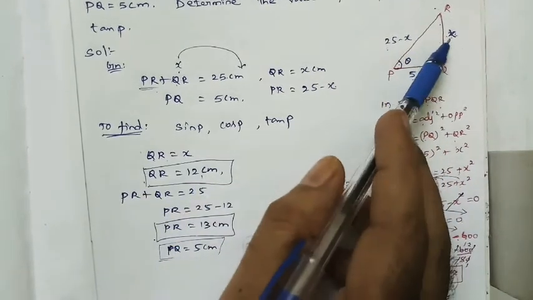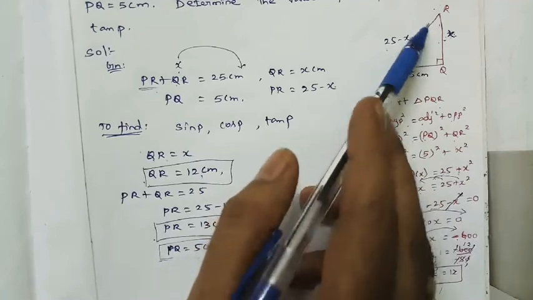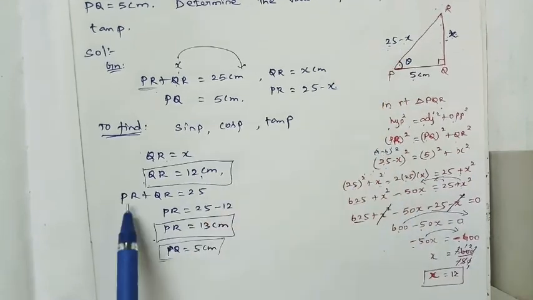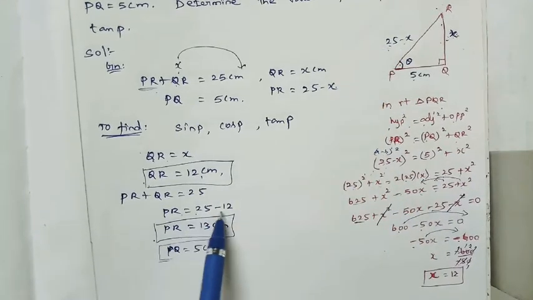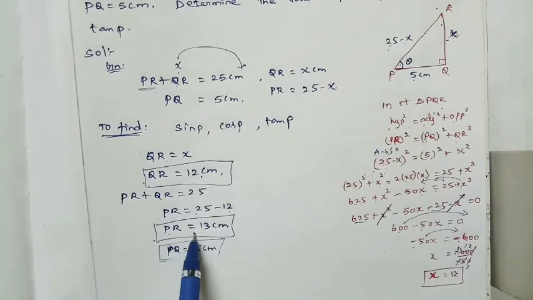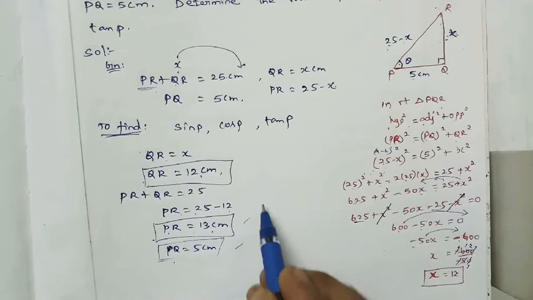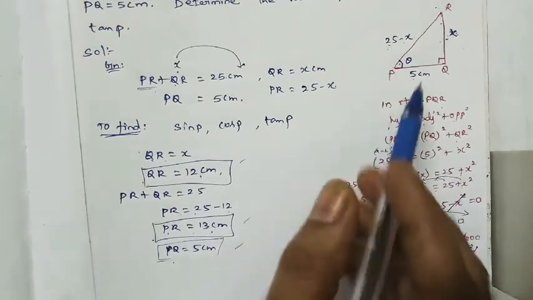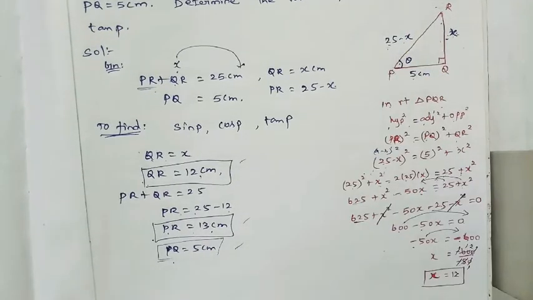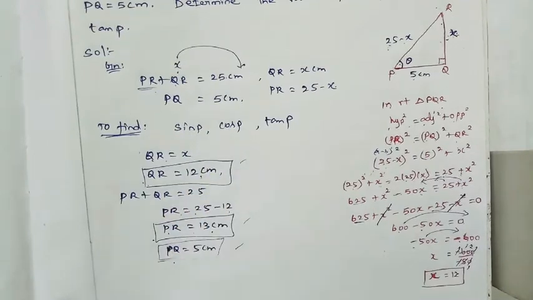So now if we know the value of x, then we can find the PR also. PR is nothing but 25 minus x. That is nothing but PR is equal to 25 minus 12, PR is equal to 13 centimeter, right? And given PQ is equal to 5 centimeter. Now we know all the three sides of the triangle, right? Then we can easily find the value of sin P, cos P and tan P.